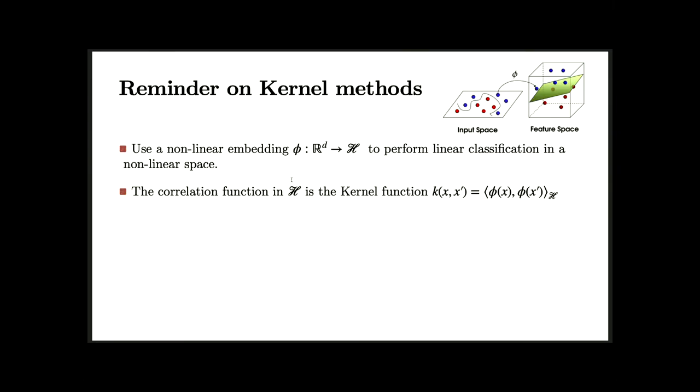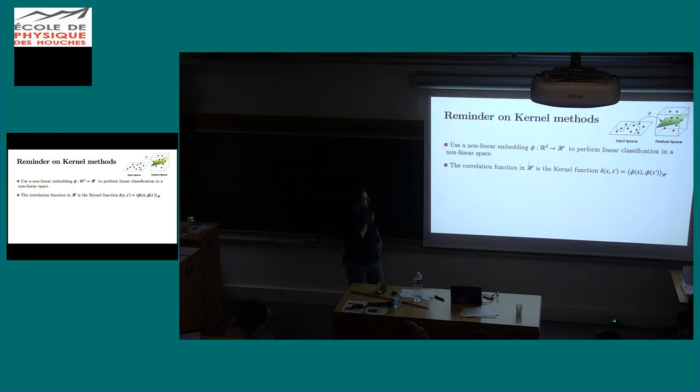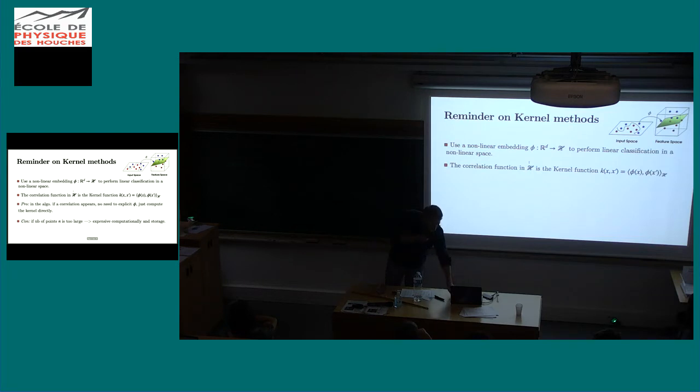A little reminder on kernel methods, but you know everything already. The goal of kernel methods is to use a nonlinear embedding phi to perform linear classification in a nonlinear space. The correlation function in that nonlinear space is the kernel function. It can be expressed as the dot product of this nonlinear embedding, and most of the time you have the analytical formula of the kernel, so you don't have to compute the phi directly.